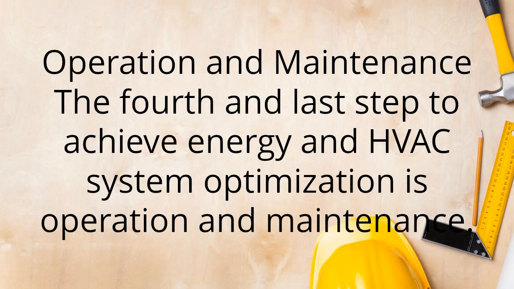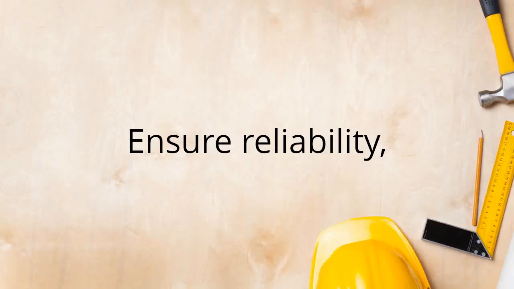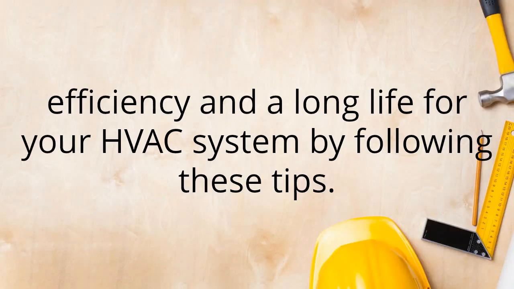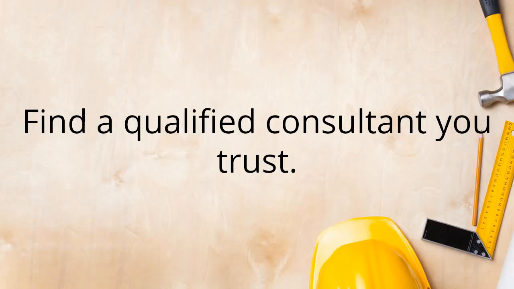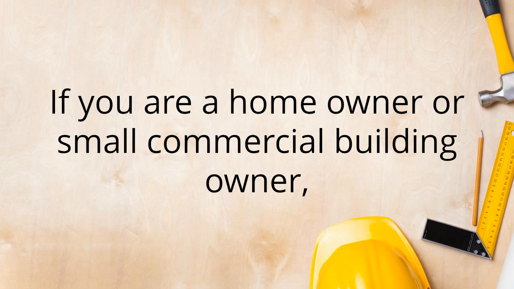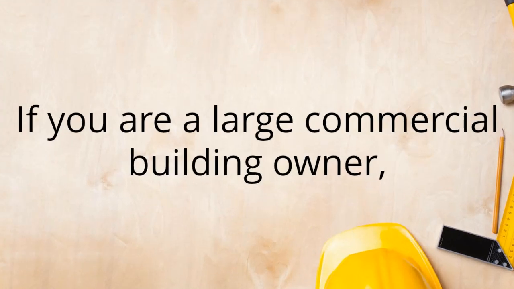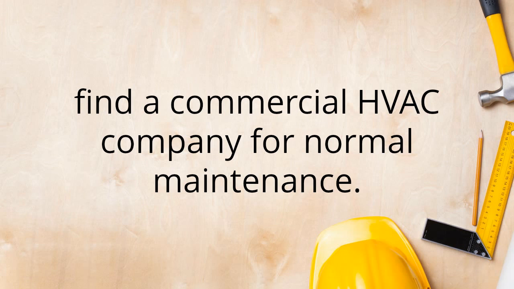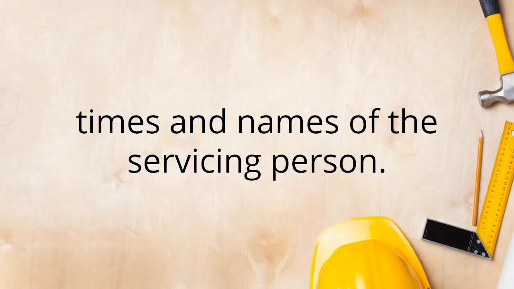Operation and maintenance: the fourth and last step to achieve energy and HVAC system optimization is operation and maintenance. The most efficient HVAC systems are well maintained. Ensure reliability, efficiency, and a long life for your HVAC system by following these tips. Find a qualified consultant you trust. If you are a homeowner or small commercial building owner, find a good HVAC company or mechanic to evaluate and maintain your system. If you are a large commercial building owner, find a commercial HVAC company for normal maintenance. Make sure you record and document all servicing with dates, times, and names of the servicing person.